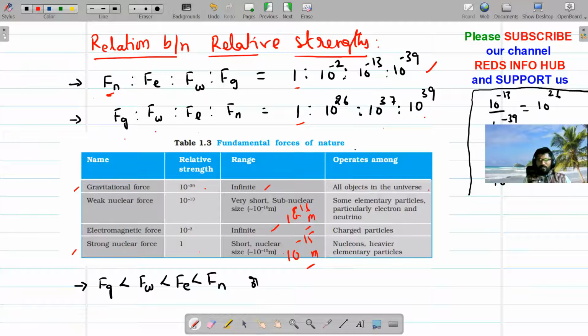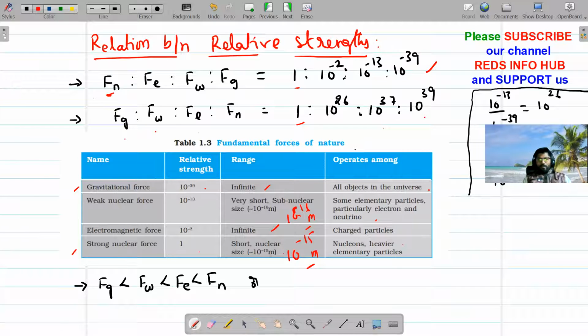Okay, a few more points I would like to give. Gravitational forces operate among all objects in the universe. Whereas weak nuclear forces act among some elementary particles, particularly electron and neutrino, as we have already discussed. And electromagnetic forces operate among charged particles only. That's why these are called charge dependent forces. Whereas strong nuclear forces operate among nucleons, heavier elementary particles. The word nucleons is given here because nucleons can be subdivided into other sub-elementary particles, which we are not entering into.